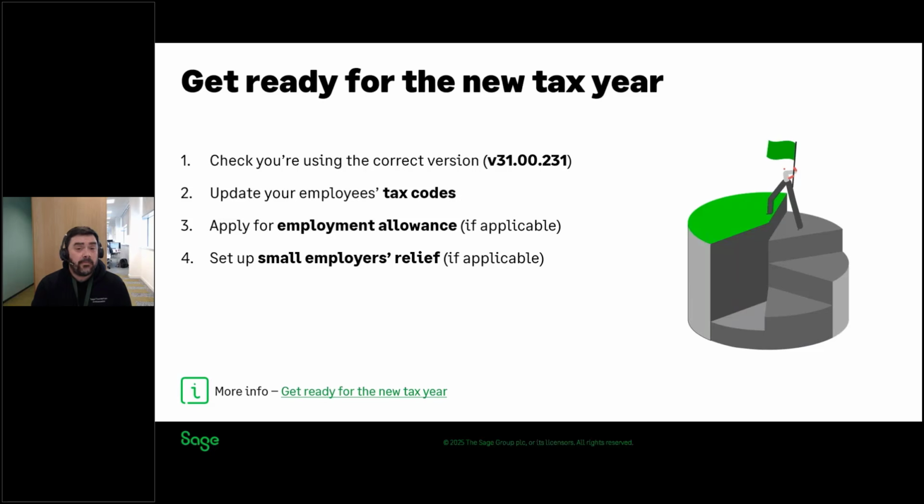Second step is to update your employees' tax codes. So there'll be one global change to remove week 1, month 1 flags, and then you'd apply any individual tax code notices that you may have received. Step 3 is to apply for employment allowance, if applicable, in the new tax year. And there have been some significant changes to employment allowance, so it is available to more employers moving forward. And then step 4, again, if applicable, is to set up small employers relief. And once you've been through this checklist, you're ready to get on and process period 1.